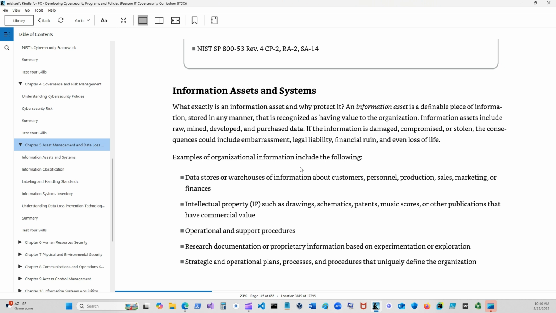Examples of organizational information include the following: data stores or warehouses of information about customers, personnel, production, sales, marketing, or finances. Intellectual property such as drawings, schematics, patents, music scores, or other publications that have commercial value. Operational support procedures, research documentation, proprietary information based on experimentation or exploration, strategic and operational plans, process, procedures, and organization.